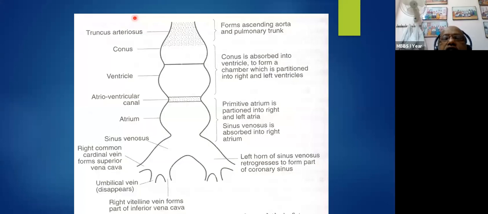All of you revise this diagram. What are the various parts of the fused endothelial heart tube? What are the structures derived from each? Please go through. Only 138 students have joined. We'll wait for another 1 or 2 minutes.